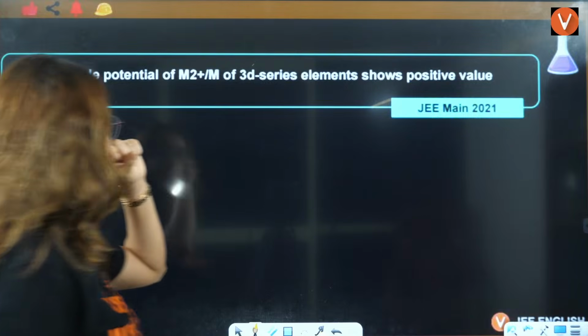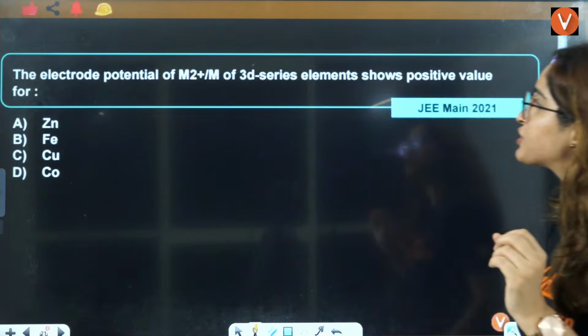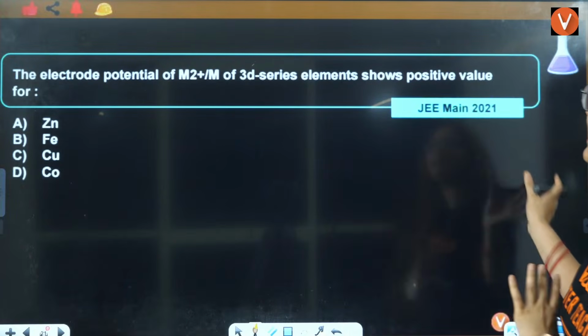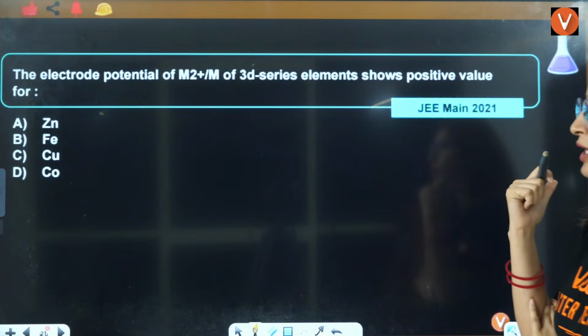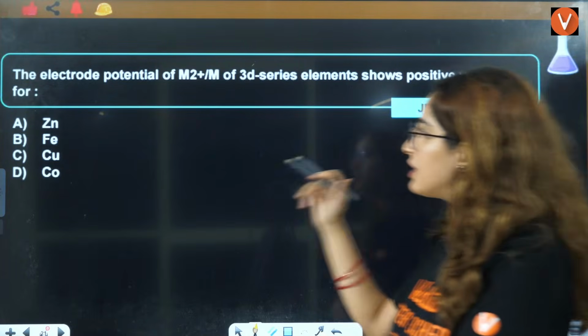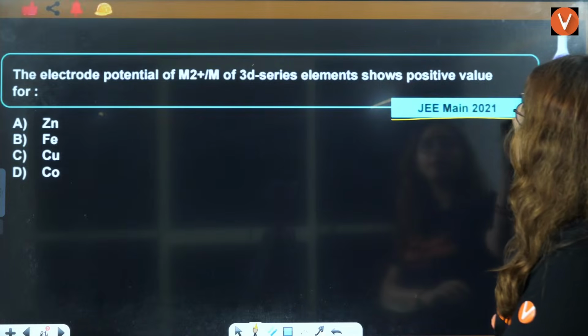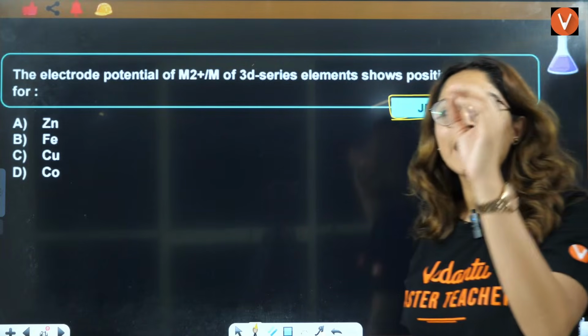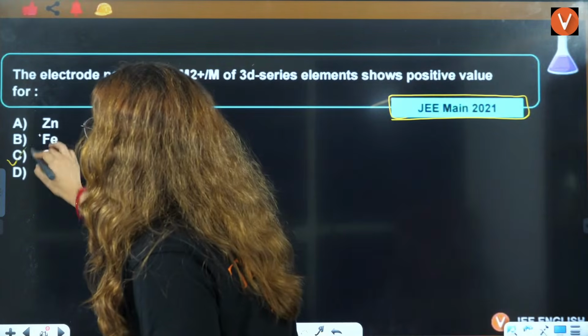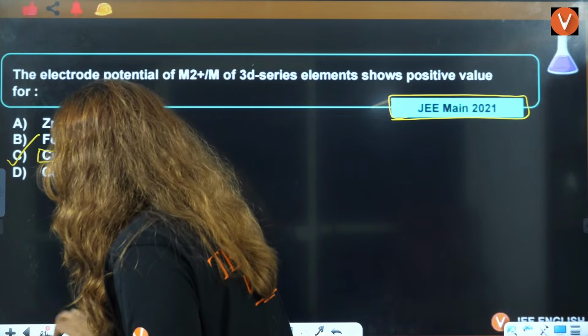Now let's see this question here. The electrode potential of the 3d element shows a positive value for what? This is a question from JEE Mains 2021. Electrode potential is positive for copper, right? So can we say C is the correct answer?